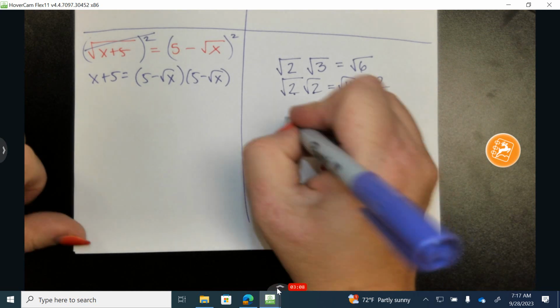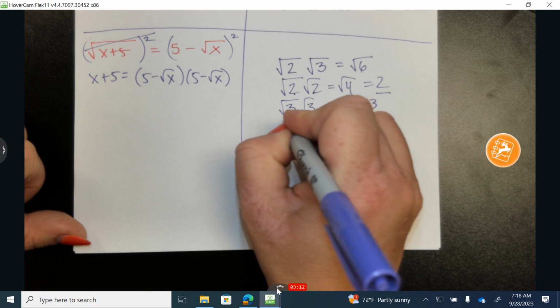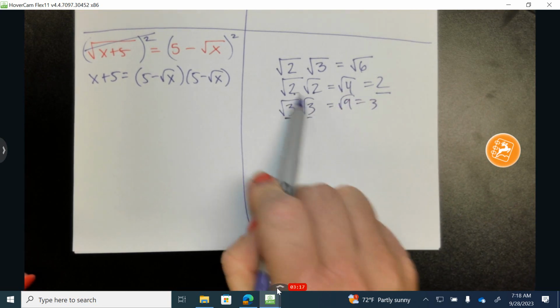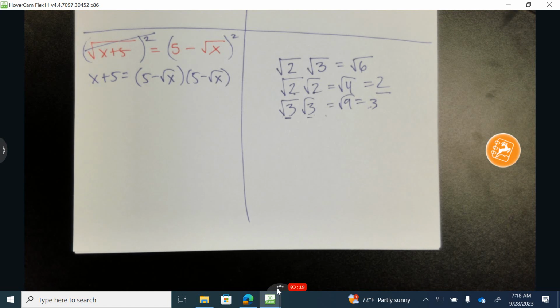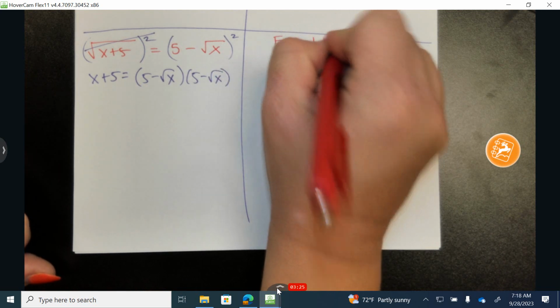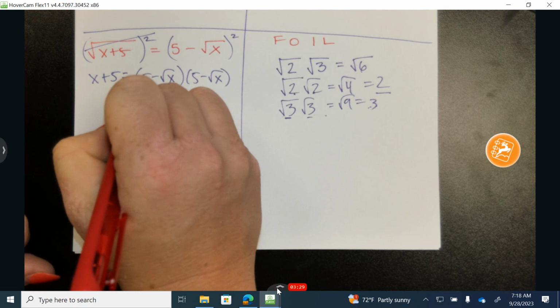Like I could choose any number. Like the square root of 3 times the square root of 3 is the square root of 9, which is just 3. So whatever that exact quantity was, when you take it times itself as a square root, you get that original quantity. Keep that in mind. Let's go back now to the right-hand side. So I'm going to FOIL this. Remember, FOIL is front, outside, inside, last. When I multiply the fronts, I end up with 25.